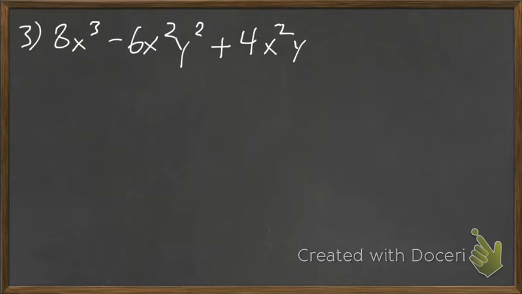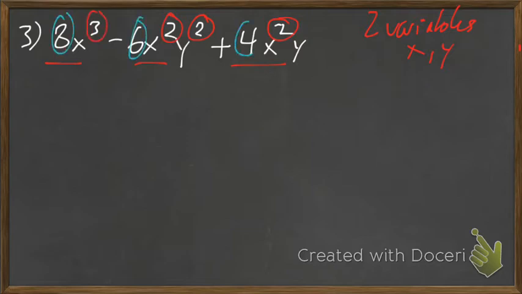Okay, this is getting a bit heavier in terms of values, variables. I see I have 2 variables here, x and y. I've got squared, squared, squared, cubed. I've got value, value. Let me actually circle these in a different color. So I have 8, 6, and 4. So the first step I'm going to do is find out what goes into 8, 6, and 4.